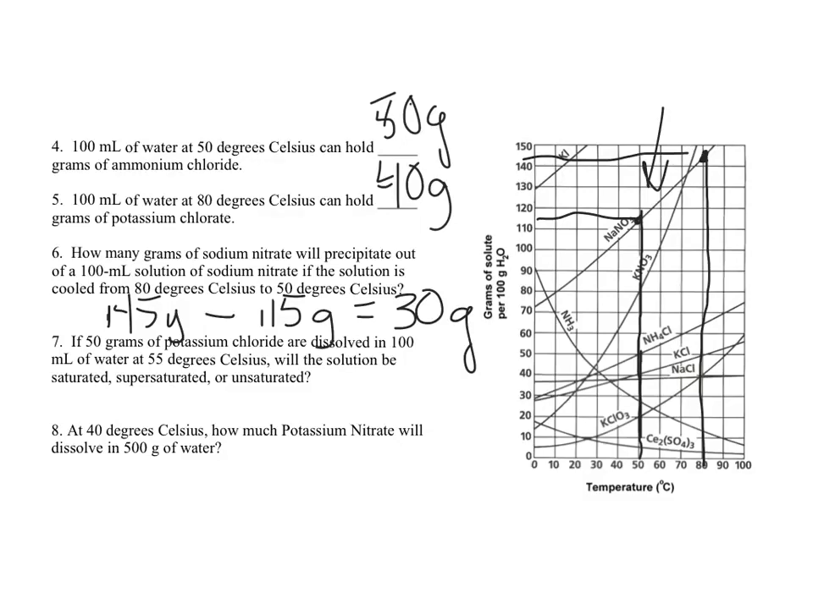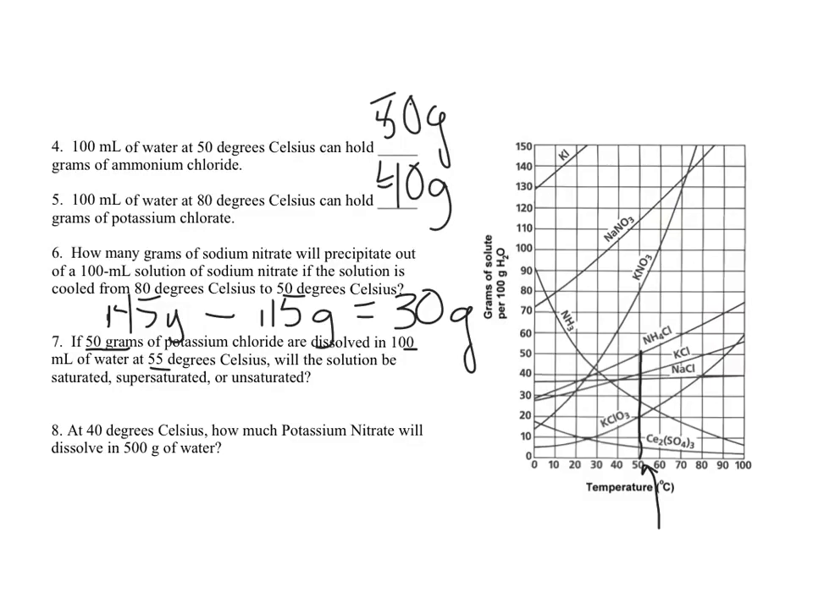Next up is number 7. If 50 grams of potassium chloride are dissolved in 100 milliliters of water at 55 degrees Celsius, will the solution be saturated, supersaturated, or unsaturated? So at this point, we need to plot a point. We need to figure out a point on this graph based on this particular solution. I know that I have 50 grams dissolved in 100 grams of water at 55 degrees Celsius. So I have a temperature, 55. So it's somewhere right along in there.